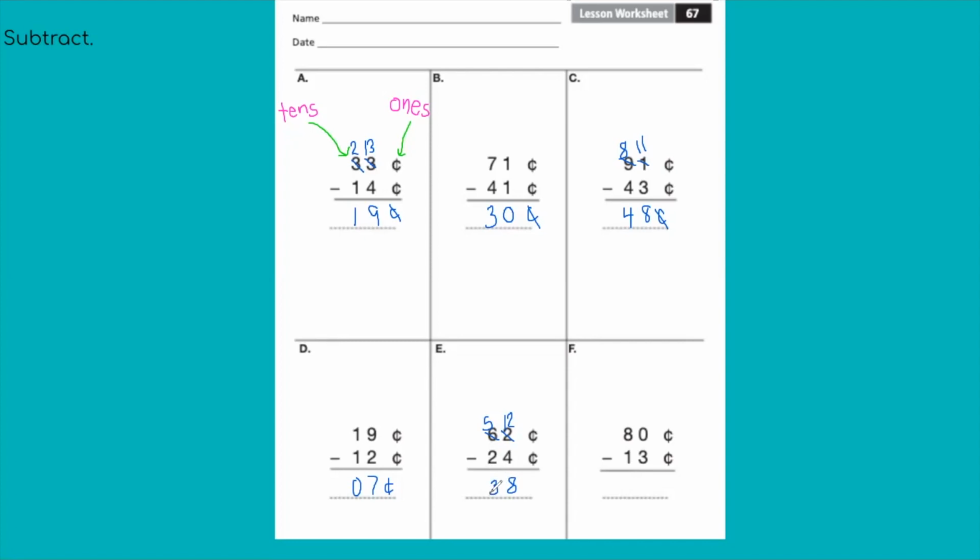Let's try one more. I always start on my one side. 0 minus 3. No, the big number is not on top. So I need to borrow from my neighbor. First thing, cross, cross. I borrow a 10. So he changes to 7. And I add 10 to what I had here. 10 plus 0 is 10. 10 minus 3 is 7. And 7 minus 1 is 6. Add the cent sign. And you're finished.